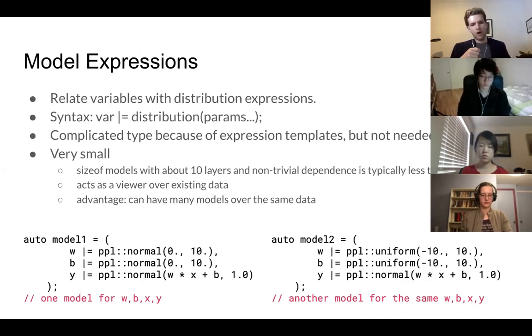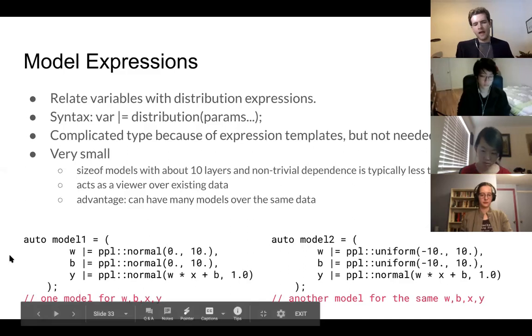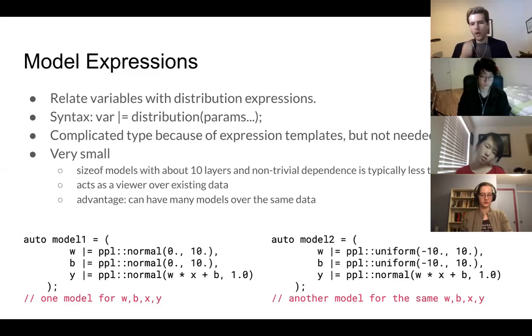So for example, a model that is 10 layers large and has a variety of non-trivial dependencies is typically less than 500 bytes on the stack. And it merely acts as a viewer over existing data rather than owning its data, which means that users can define where their data should be stored, and the model simply refers to that external data.